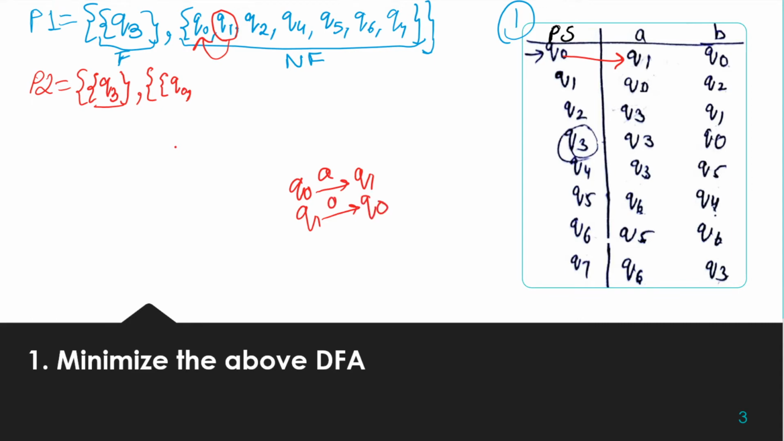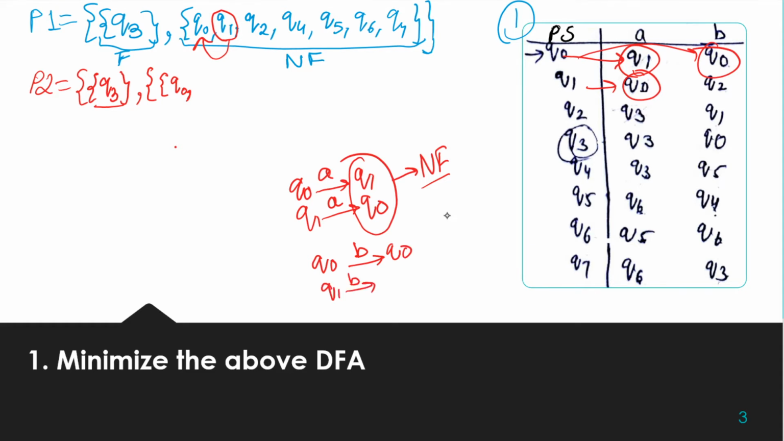As we can check, these two states are part of the same group in the previous partition, that is the group of non-final states. So they are compatible for the input A. Now let's check for the input B. This was the result for input A. Now let's check the result for input B. From Q0 for input symbol B, we move to the state Q0 only, and from Q1 for input symbol B, we move to the state Q2.